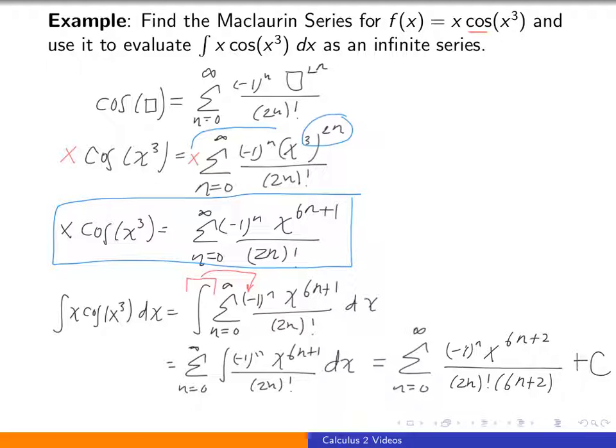Note, once we came up with this power series representation, anti-differentiating was actually quite convenient because we can take the integral, plug it inside, and it comes down to anti-differentiating x raised to a power. So add 1, divide by that number as well.